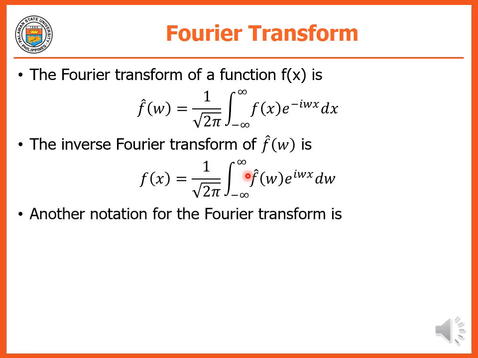Another notation for the Fourier transform is f hat equal to the Fourier transform of f, so that f is equal to the inverse Fourier transform of f hat.